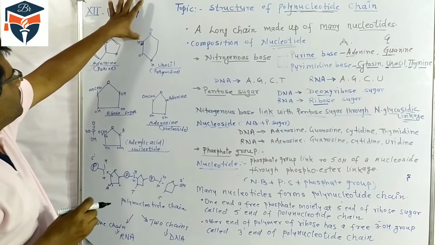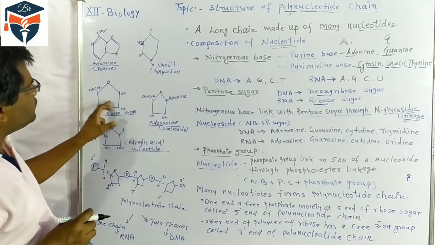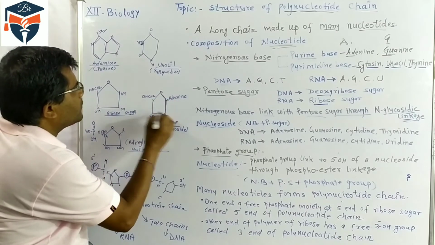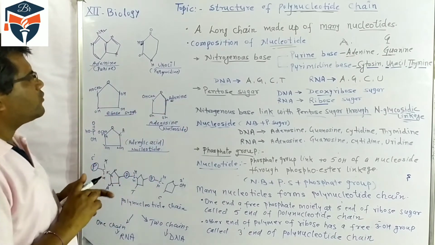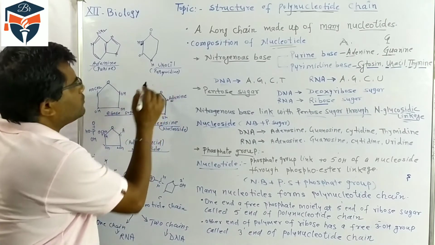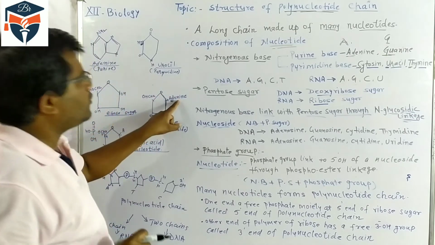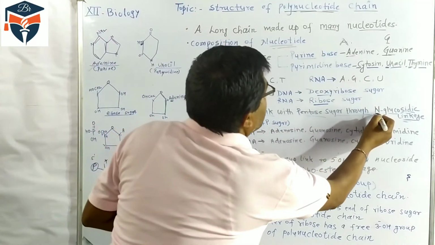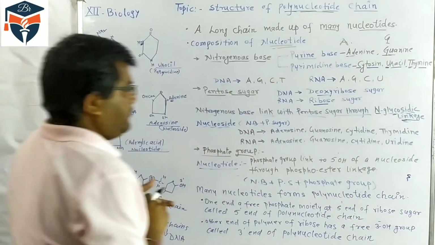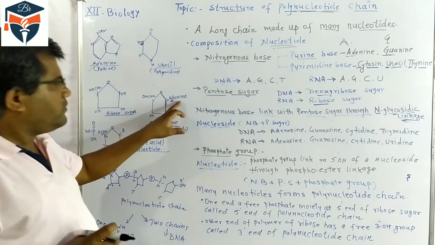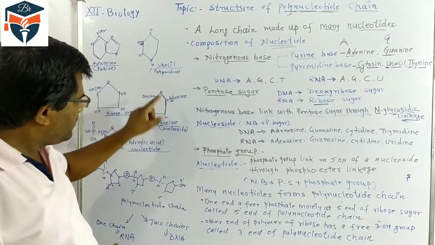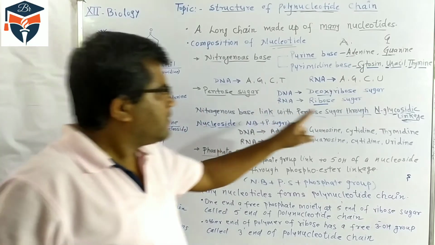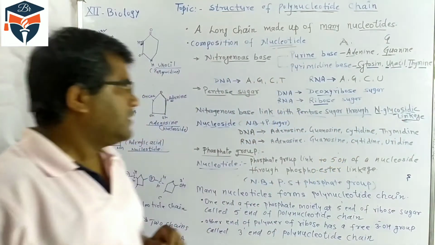When the N group is combining with the ribose sugar, you should see here, this is the ribose sugar and this is the nitrogenous base. Both are connected here with which one? N-glycosidic linkage. It means the nitrogenous base is connected with the pentose sugar. What is the linkage? N-glycosidic linkage.